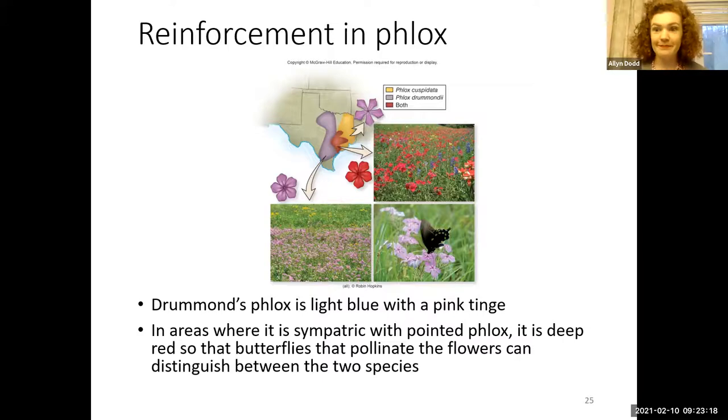And so you have higher reproductive success among both of them when you have this change in the gene expression of Drummond's phlox. So basically, this is reinforcement because selection is reinforcing those prezygotic isolating mechanisms, because you have two different colors of flowers instead of one very similar color, and thus you have isolation. Butterflies only go to certain flowers and don't cross the two. This is ecological isolation. It's not mechanical isolation because they do have very similar reproductive parts. They're both the same genus of flower. It's ecological isolation, just so you know.